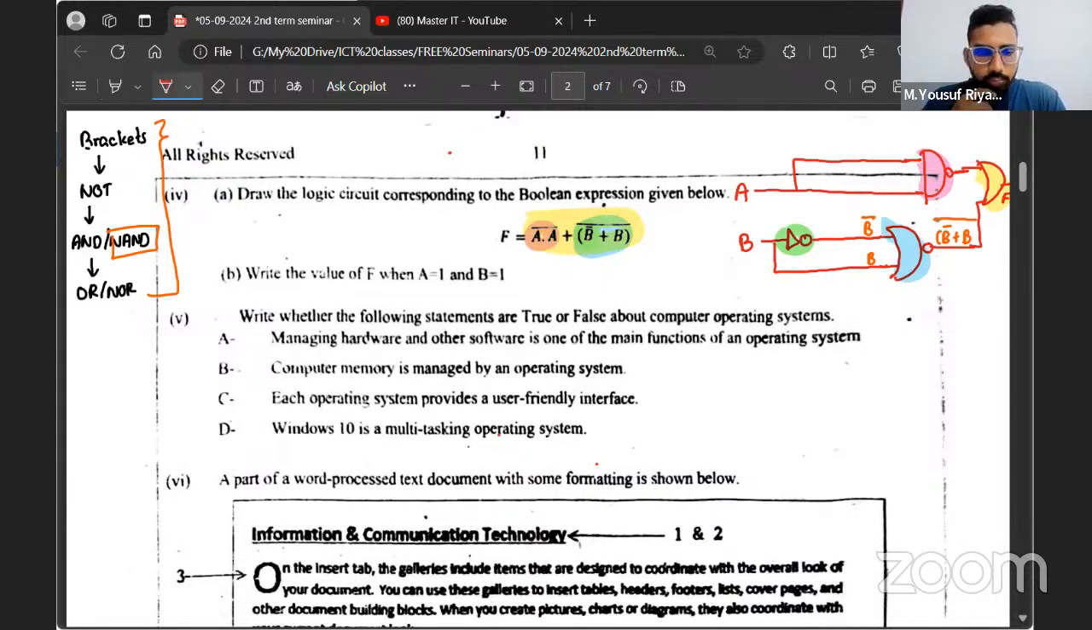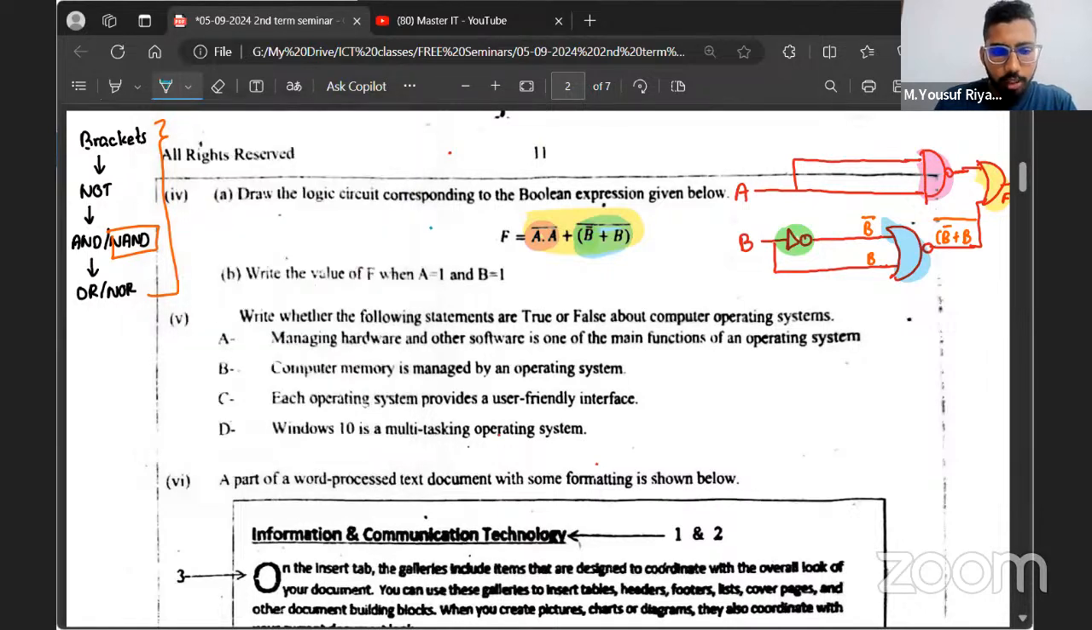Perfect. Write the value of F when A equals 1 and B equals 1. Is the order necessary? What do you mean by the order? Your end result should be correct. As long as the end result is correct, you're good to go.